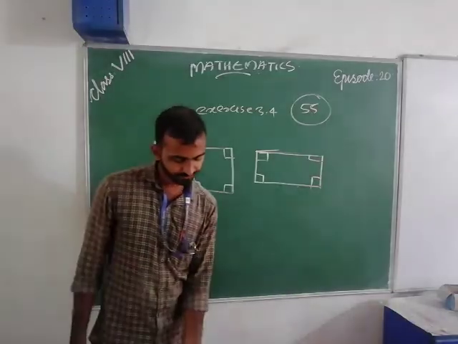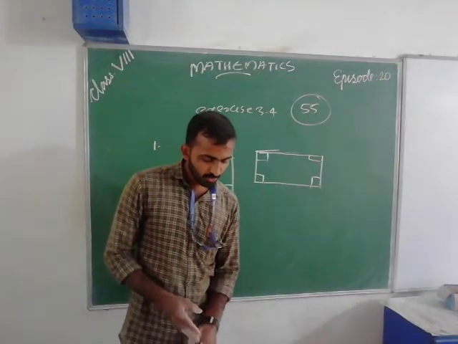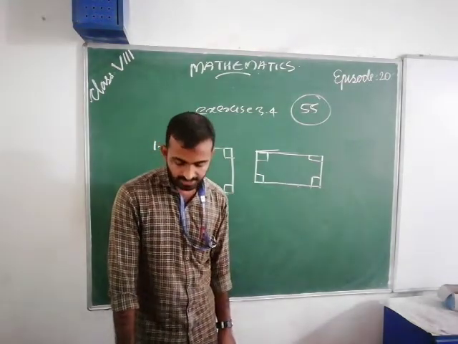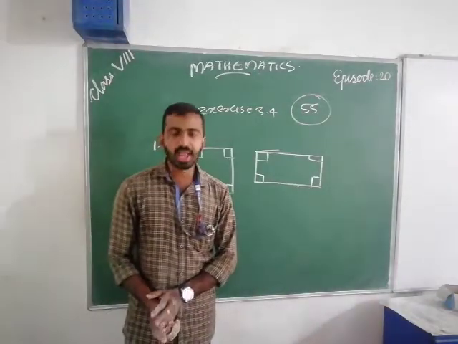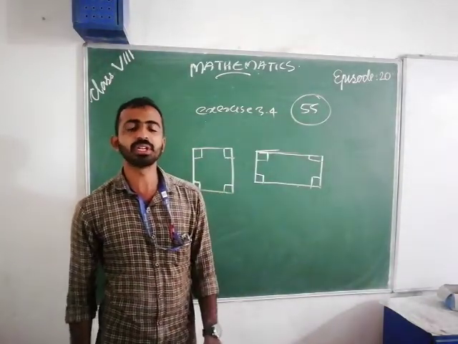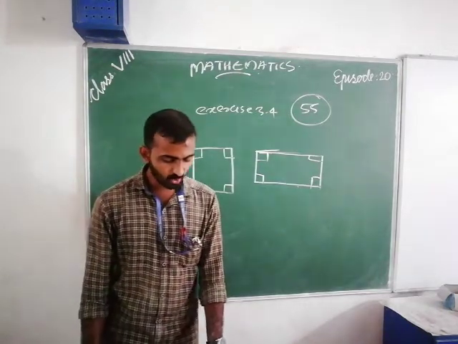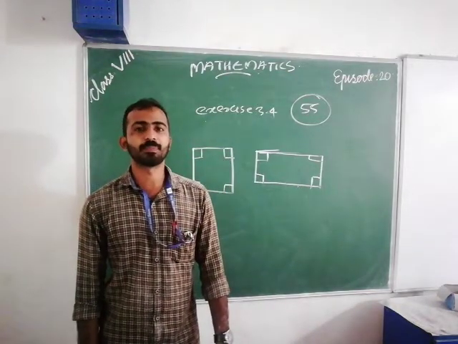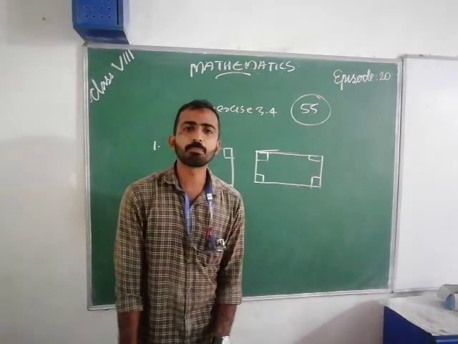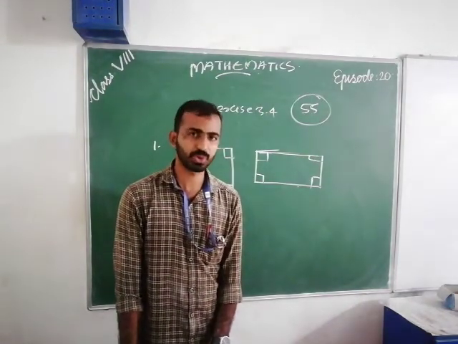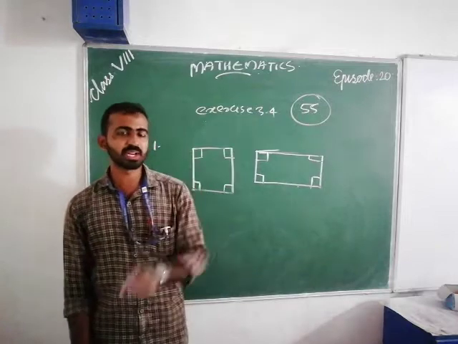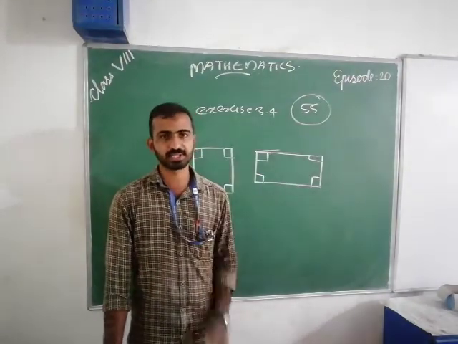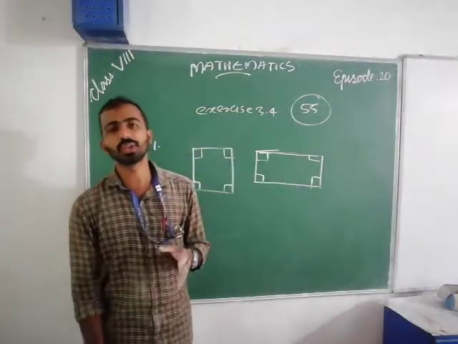And the third question: explain how a square is a quadrilateral. Because a square has four sides, so it is a quadrilateral. Explain how a square is a parallelogram. Opposite sides are parallel, so a square is a parallelogram.